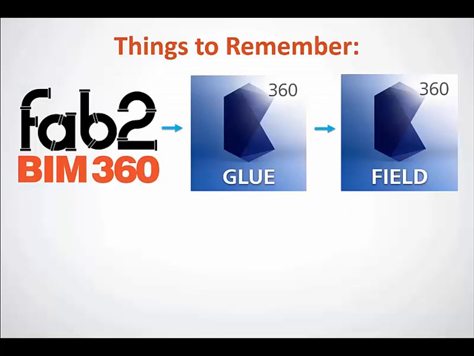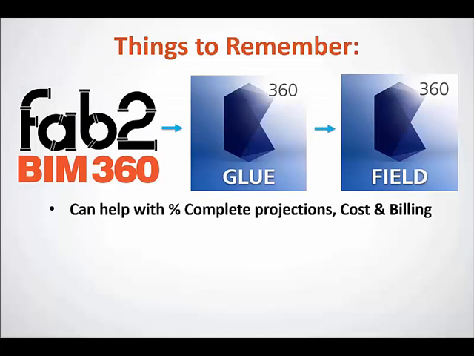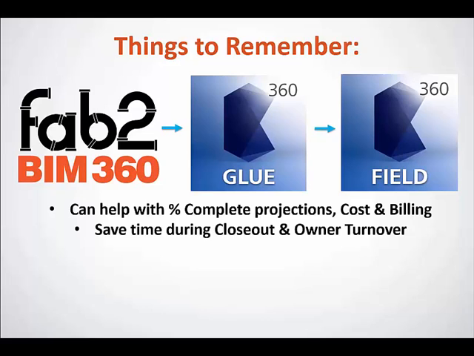Here are some things to remember about the Fab to BIM 360 workflow. First, it can help you with percent complete projections, cost and billing projections, and also comparing subcontractor pay apps with reality. It can save you time during closeout and owner turnover because you are already compiling the information slowly over time rather than all at once. Also, you won't have to organize everything in binders. It will already be organized for you.